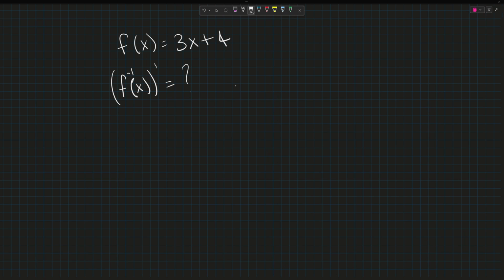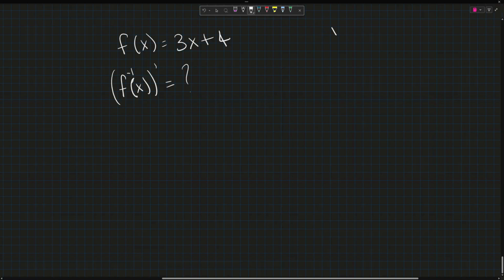Okay, so I'm giving you this function and I'm telling you to take the derivative of the inverse of this function. Well, if you know what inverses are, it's basically you're switching the x and y values of this function and then solving for y. Let me demonstrate.